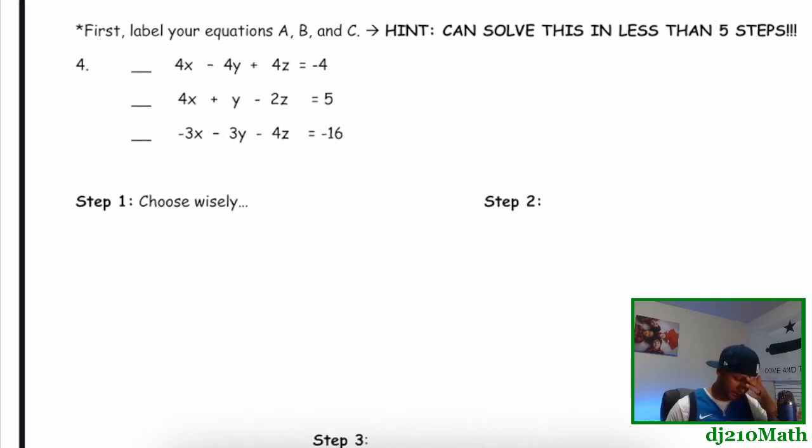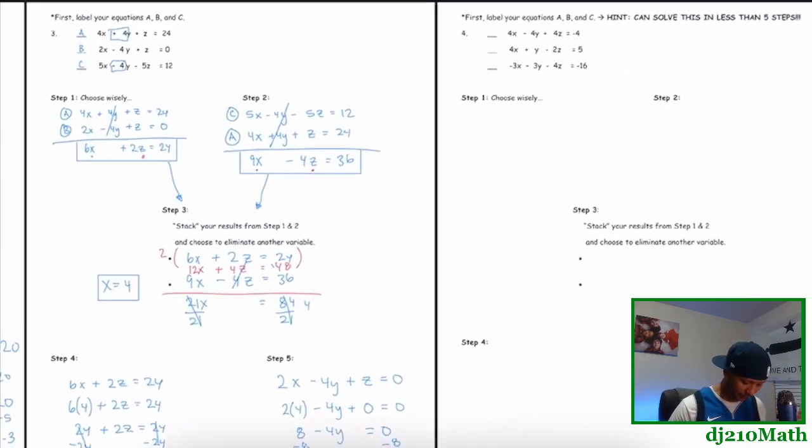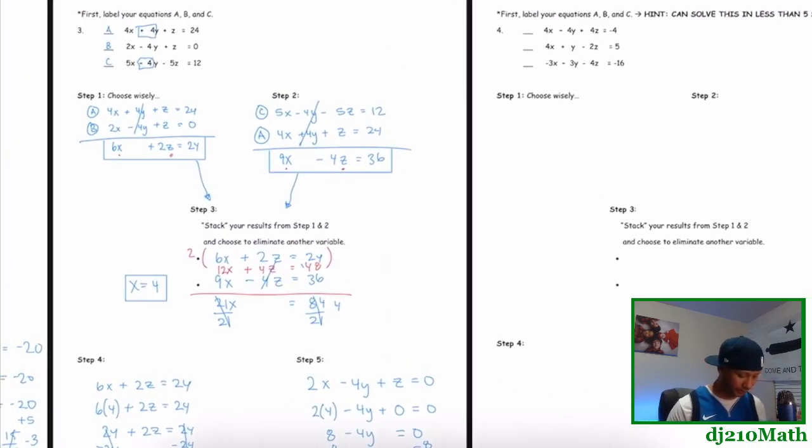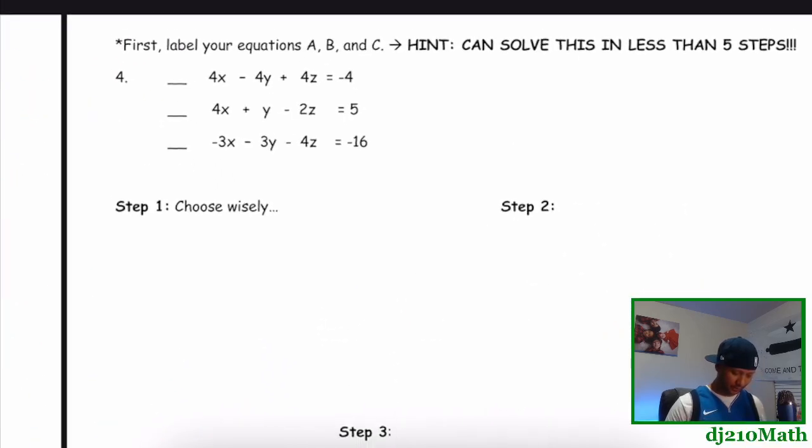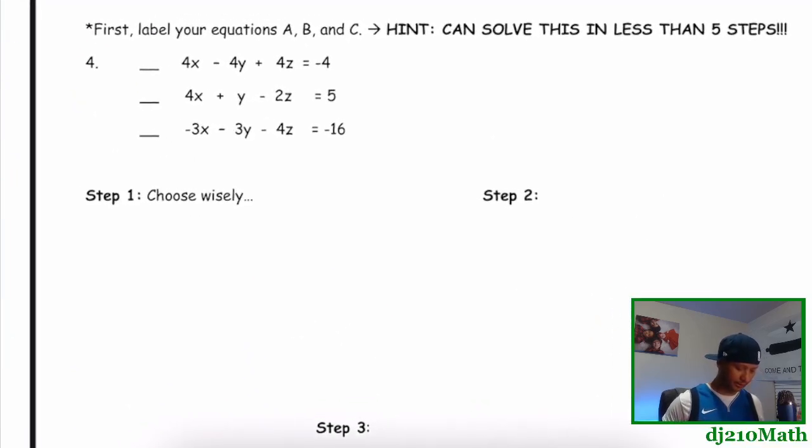Okay. Last one. Please don't let this one be crazy. Hint, can you solve this in less than 5 steps? I mean, I feel like we've done this. Oh, less than 5. So each one of these has been done in 5. Why do I always got to do crazy stuff on the last one?